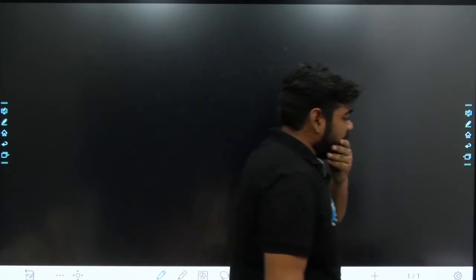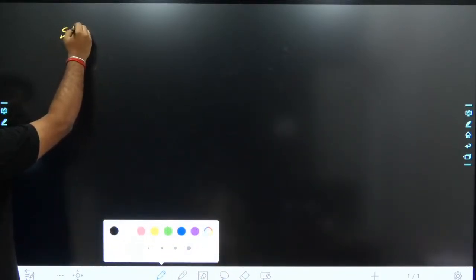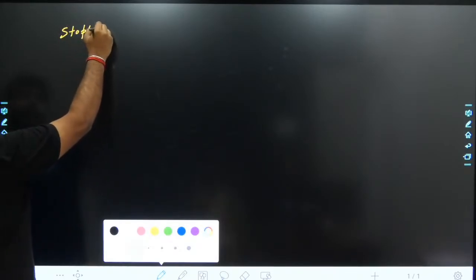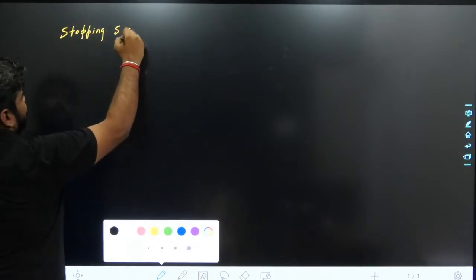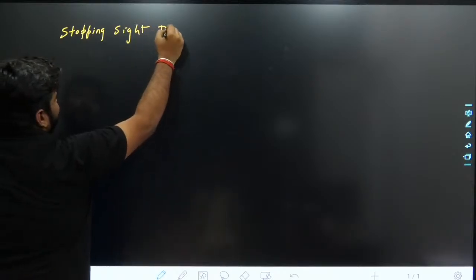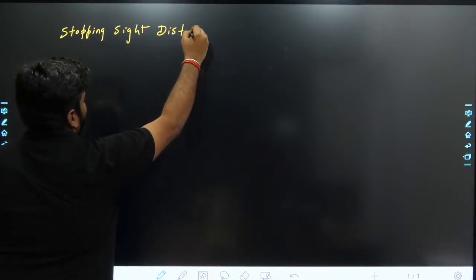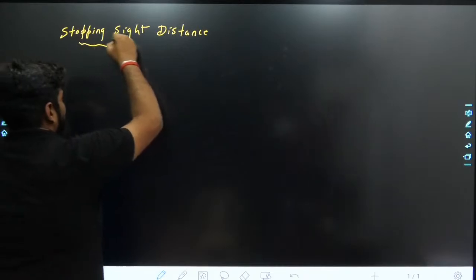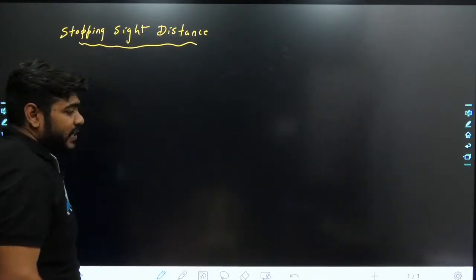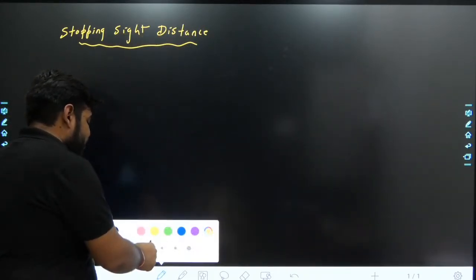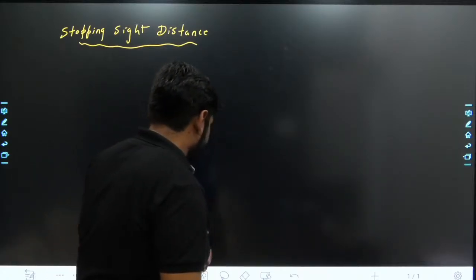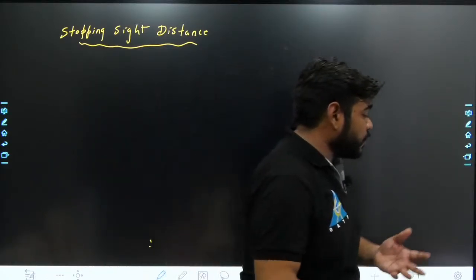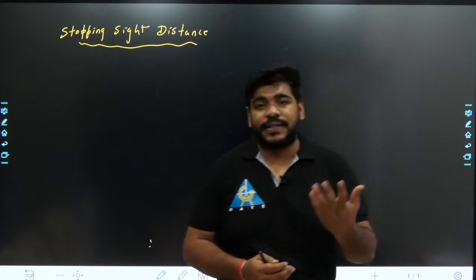So, what have we seen till now? Till now we have seen the stopping sight distance, how we can calculate the stopping sight distance. We are talking about an important topic of the GATE examination. This is sight distance consideration, and in sight distance consideration we would like to talk about it because most of the questions were asked from sight distance consideration.